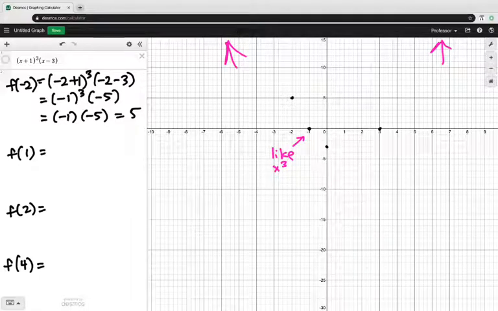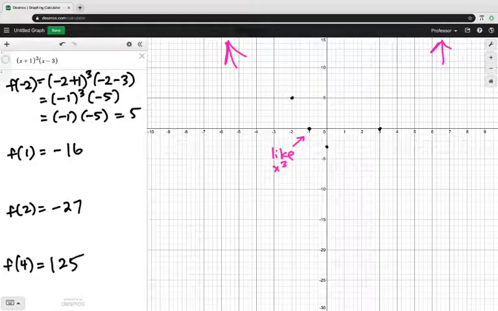You can plug in x equals 1, x equals 2, x equals 4. All right, for x equals 1, you're going to get -16. F of 2, you're going to get -27. And f of 4, you're going to get 125. All right, so I'm not going to plot that last point. That seems a little ridiculous. So I'm just going to skip that one. All right, but I am going to plot f of 1 is -16. And f of 2 is -27.